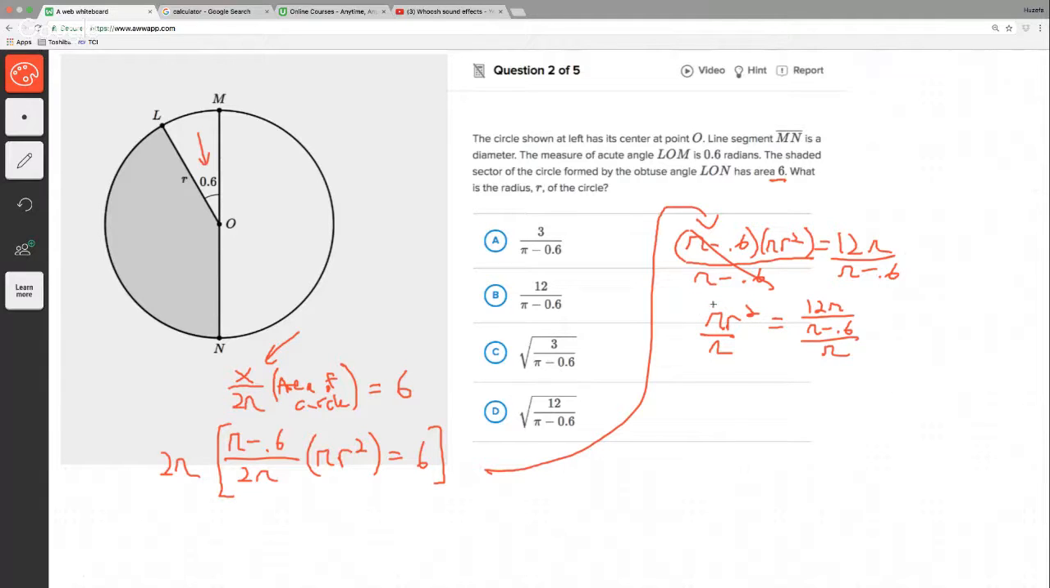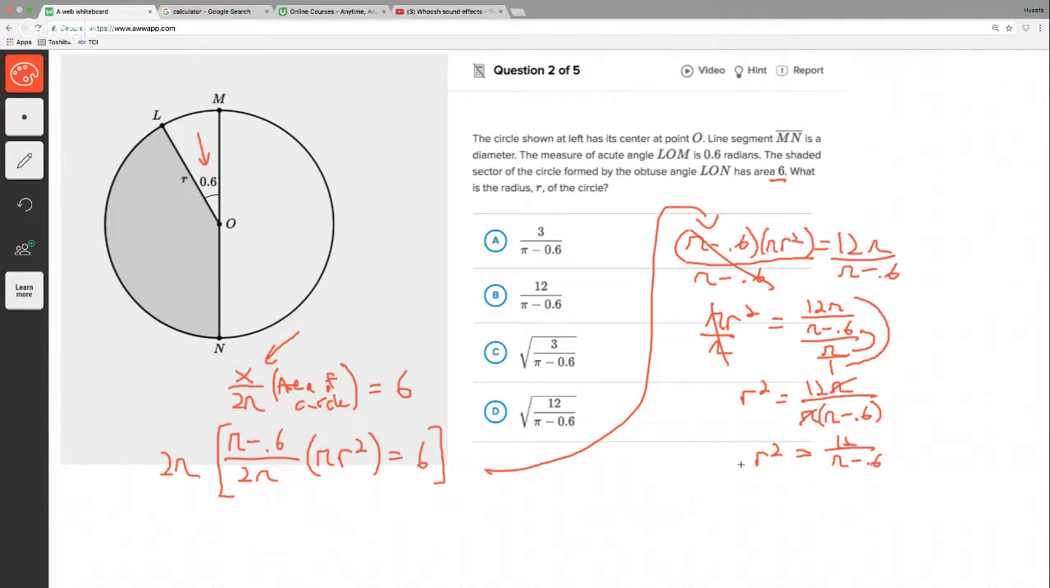Now what happens here, sometimes I do it like this to figure out how this goes. I kind of make it a fraction over fraction. I just remember the insides go to each other, the outsides go to each other like that. So now we have r squared equals 12 pi over pi times pi minus 0.6. Oh, and actually these two cancel out. I didn't even see that before. Should have canceled them out before. So now we got r squared equals 12 over pi minus 0.6.